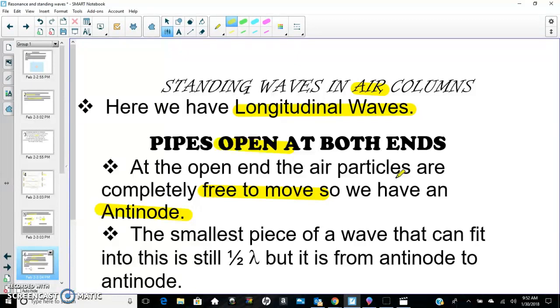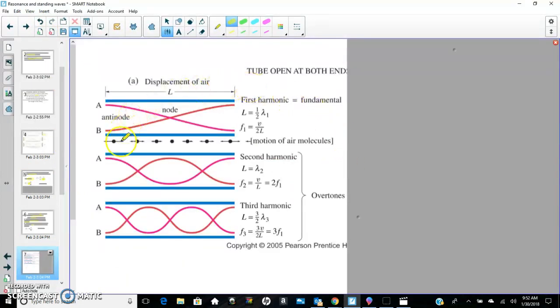But an interesting thing happens. Because antinodes are half a wavelength apart, the fundamental is still based on half wavelengths for pipes open at both ends, because it's from antinode to antinode. If we take a look at a diagram of that, here we have an antinode and another antinode, but our fundamental, or our first harmonic, still corresponds to the length equaling half the wavelength. So the equations for harmonics for strings and for pipes open at both ends turn out to be exactly the same, which is kind of nice.